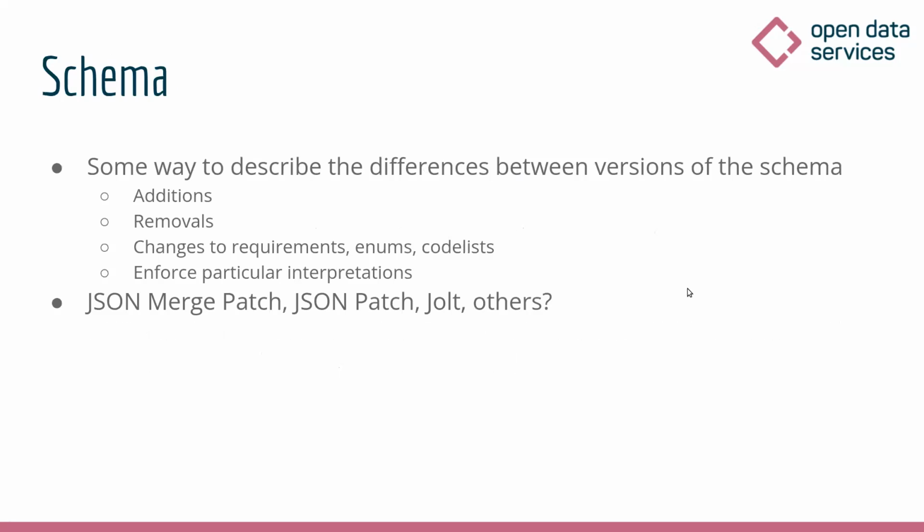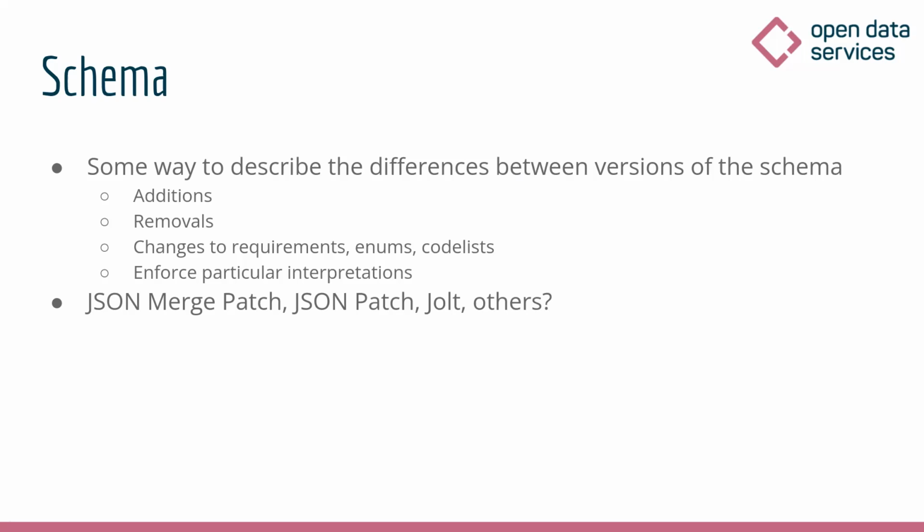So for the schema, you want something machine readable to describe the differences, additions, removals, changes, or to enforce particular interpretations. Open Referral is fairly flexible, especially around taxonomies, and that's a very intentional choice around HSDS 2.0. But if you want to choose a particular version of those for better semantic interoperability, you need to document that somehow.